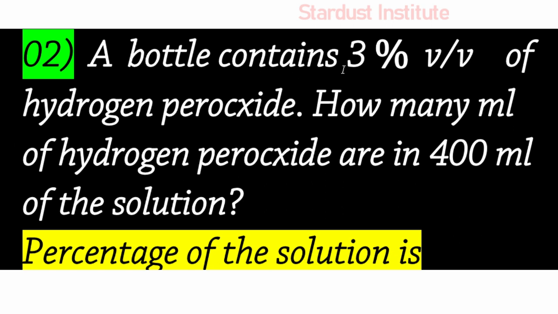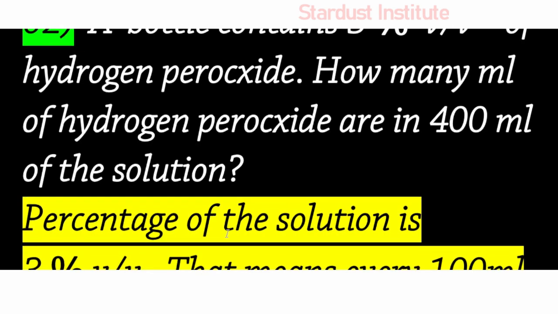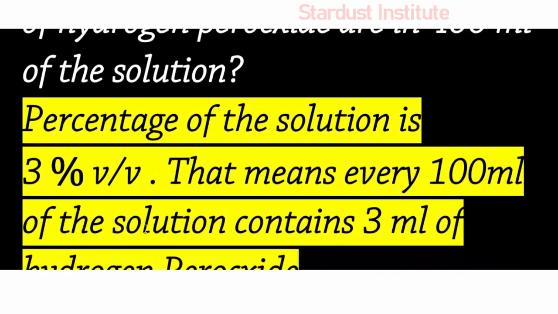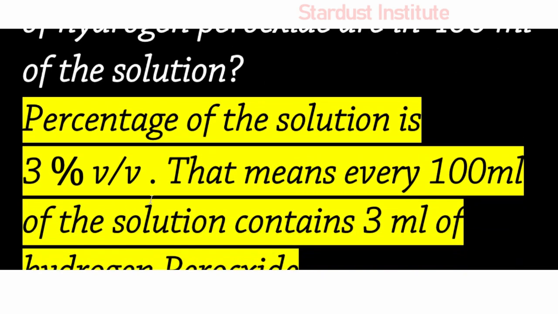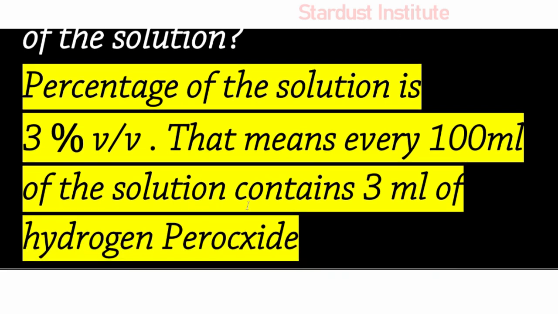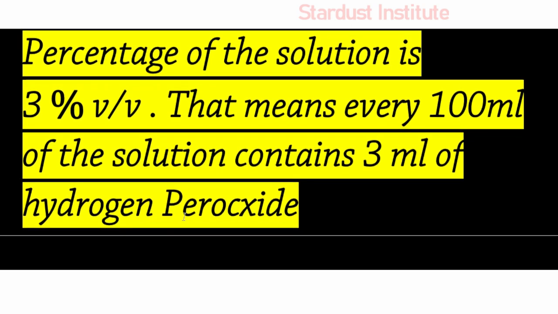A bottle contains 3% by volume of hydrogen peroxide. How many milliliters of hydrogen peroxide are in 400 milliliters of the solution? We know percentage of the solution is 3% by volume. That means every 100 milliliters of the solution contains 3 milliliters of hydrogen peroxide.